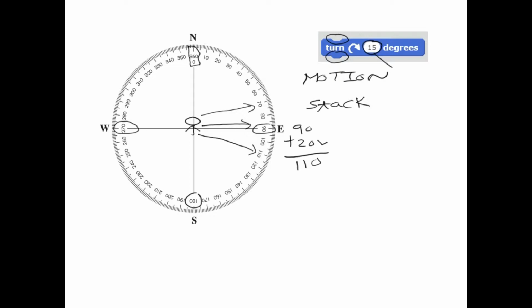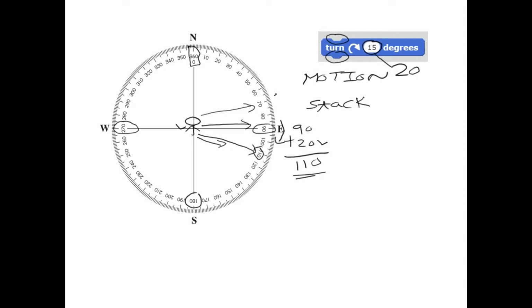You have to specify that you turn your sprite in the clockwise direction, in this direction. So from here you're going to turn 20 degrees. Now the cat will face toward 110 degrees as we calculated here. Now if you use a block called move 10 steps, the cat will move in this direction, toward 110 degrees.